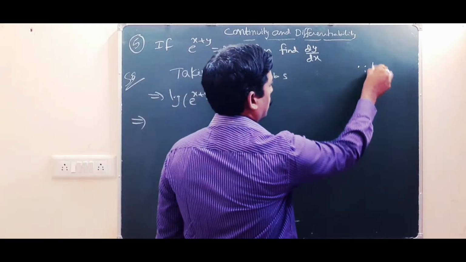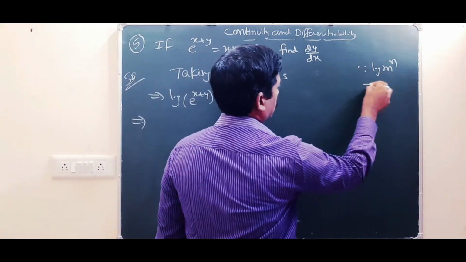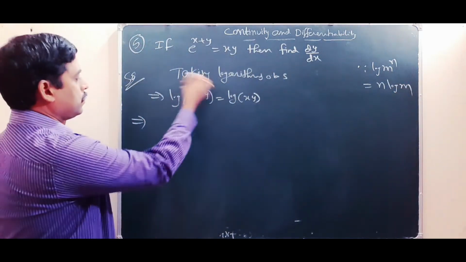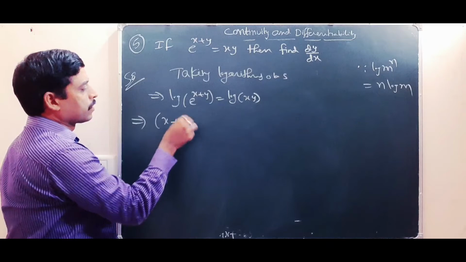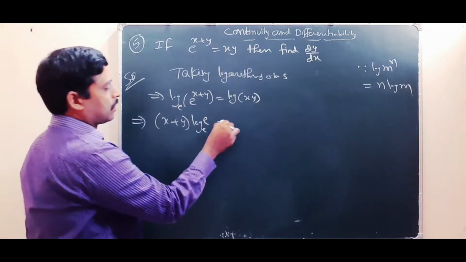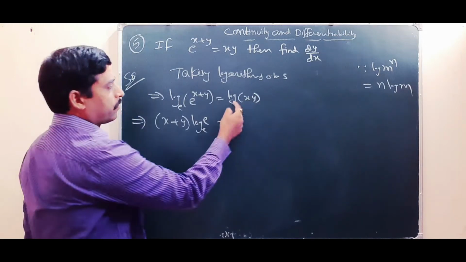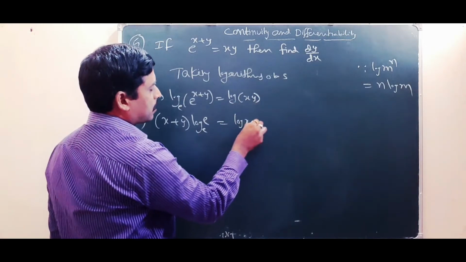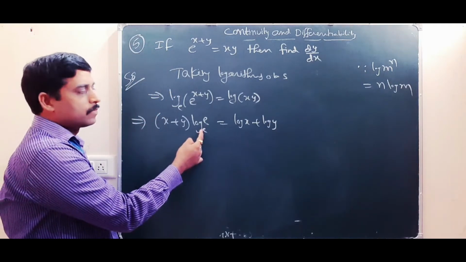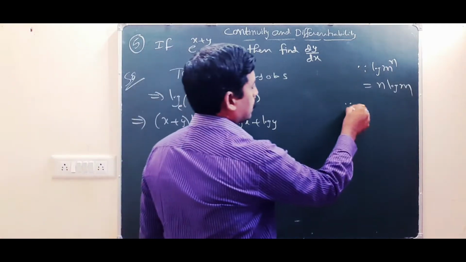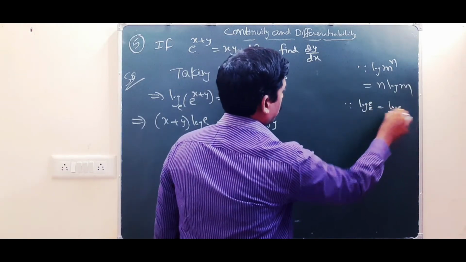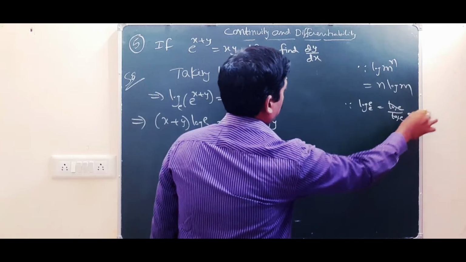We have one formula: log of m^n is nothing but n into log m. So this is (x + y) into log e base e, and this is equal to log xy. We have the log xy formula, log x plus log y. So log e base e is nothing but log e by log e, and this value will be 1.